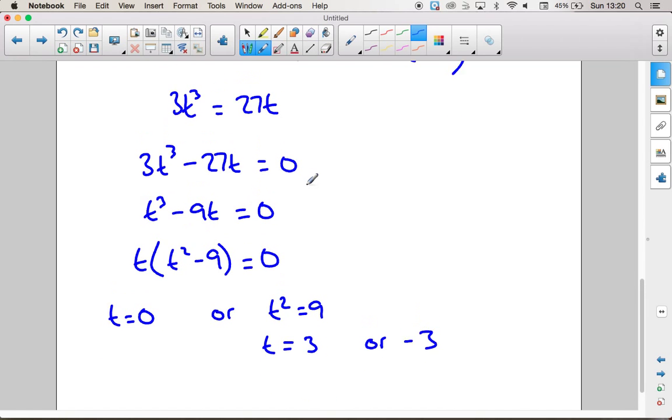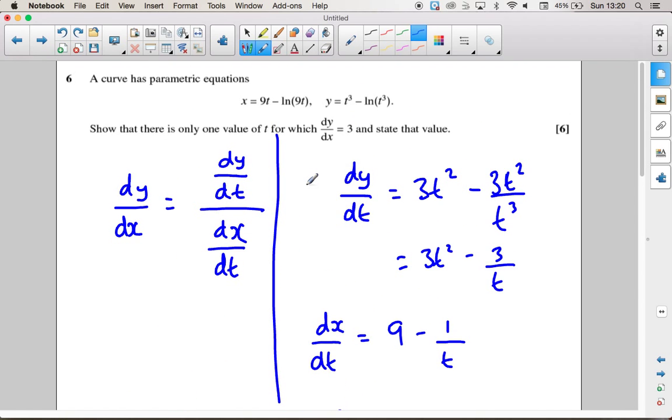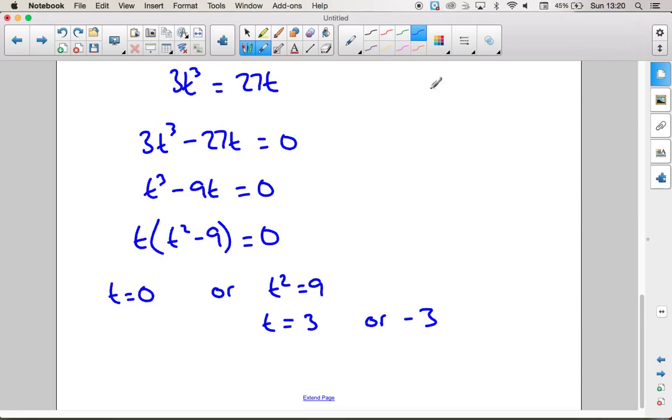So we've got t equals 0. Let's look at that one first. If t equals 0, then that means I need to be able to ln 0, and we can't ln 0, so that one's not possible.